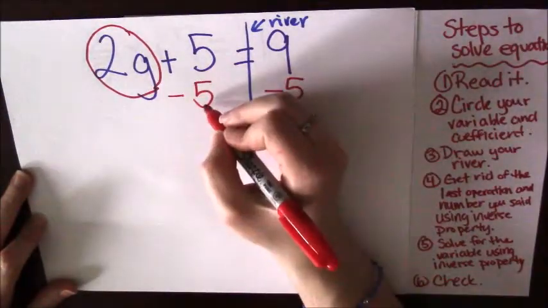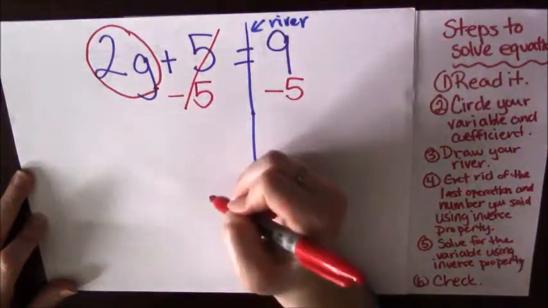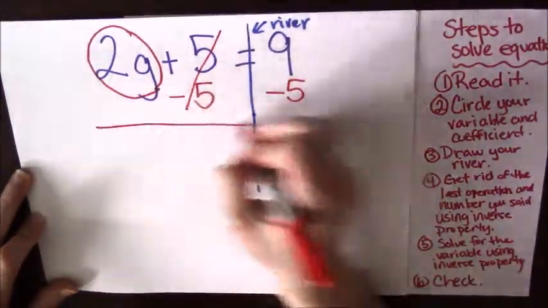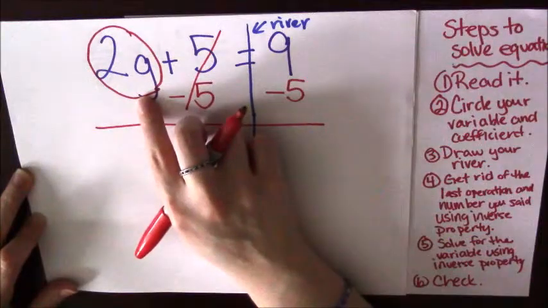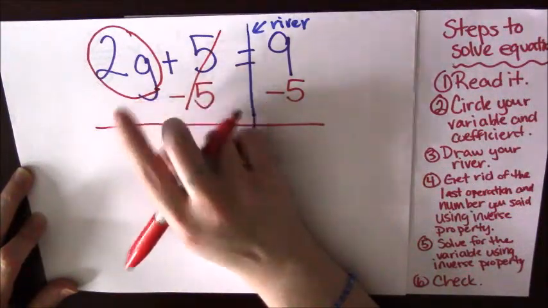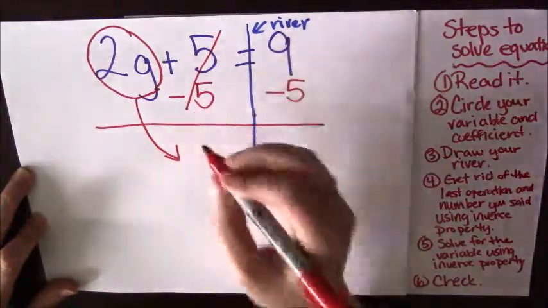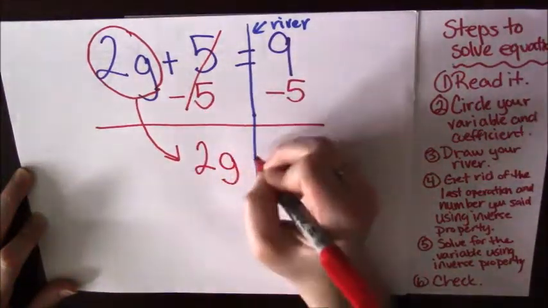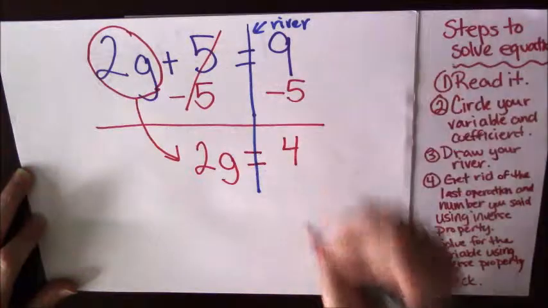And what happens here is they cancel. They make 0, so they cancel. And now we bring down what we circled. This is the main reason why we circle, so we know what we still have left over. So I bring down what I circled: 2 times g equals 4.